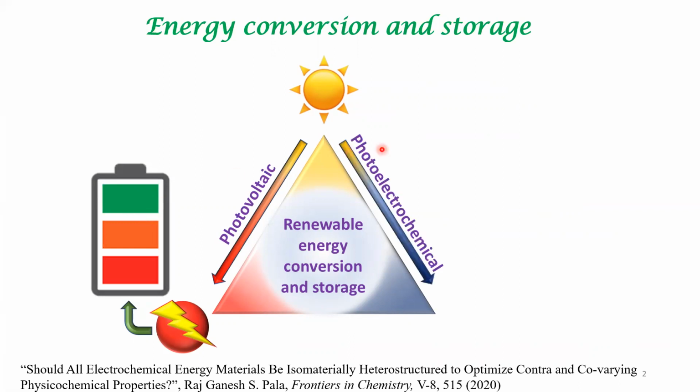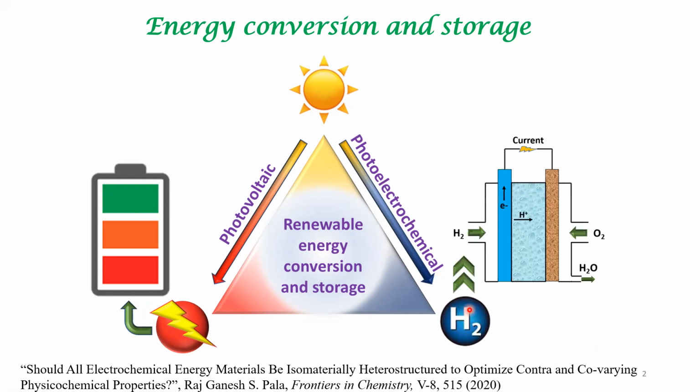There is a direct approach of converting solar energy to chemicals, specifically hydrogen, which can further be utilized for generating electrical energy via fuel cell. We have worked a lot in this area of photoelectrochemical conversion. It's a grand challenge problem in chemical science and engineering.